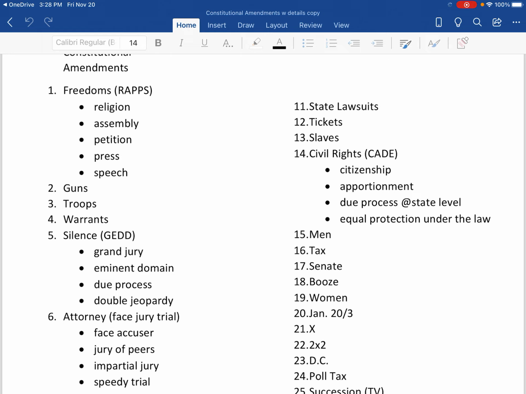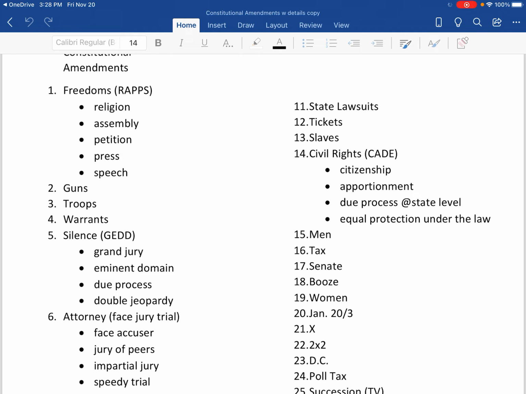The 17th Amendment is the Senate. And this is there would be popular election of senators, meaning that they were no longer appointed by state legislatures, which is how it had been. You would vote for a state legislator, and then the state legislature would appoint the Senate. Now it went to direct popular election.